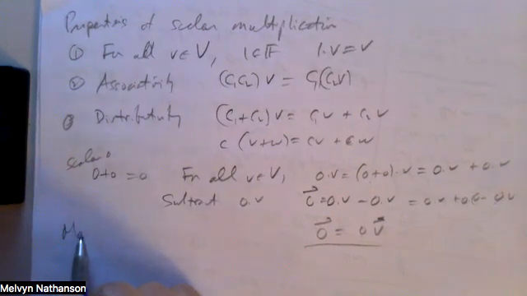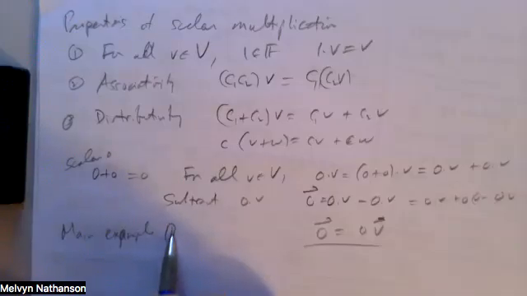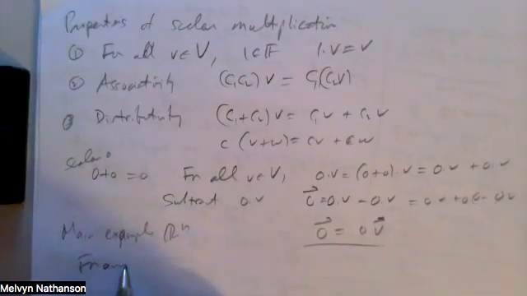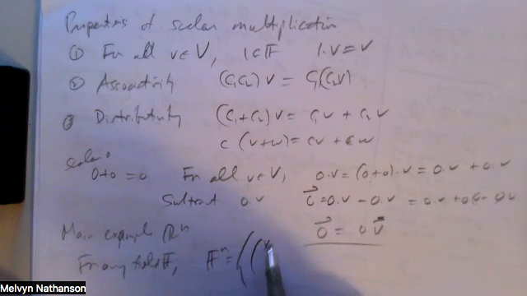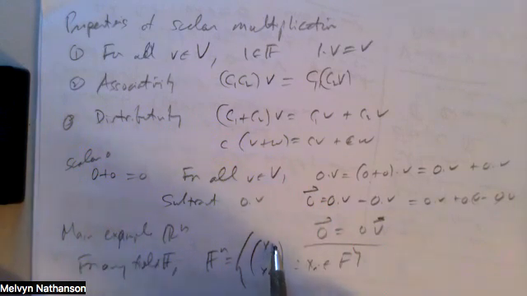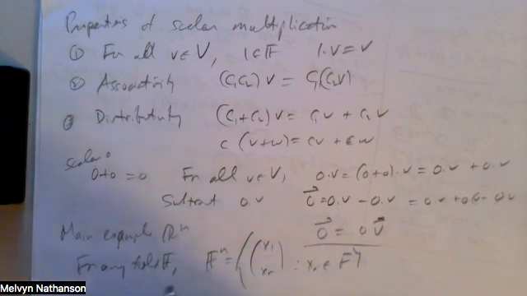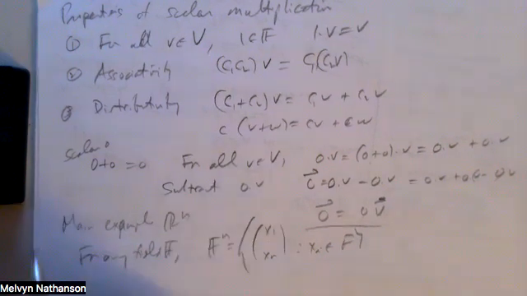And again, the main example is Rn. And for any field F, we can also look at Fn, which is the set of all n-tuples or n-dimensional column vectors, and each coordinate is an element of the field. And vector addition is defined coordinate-wise, just the way you know them both.